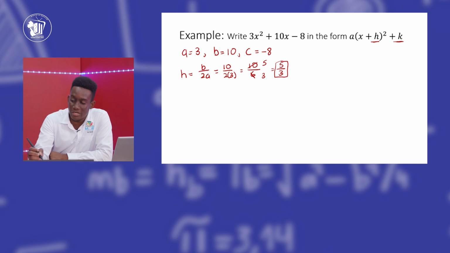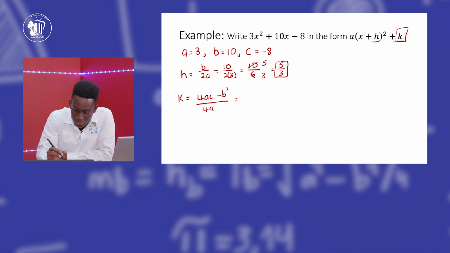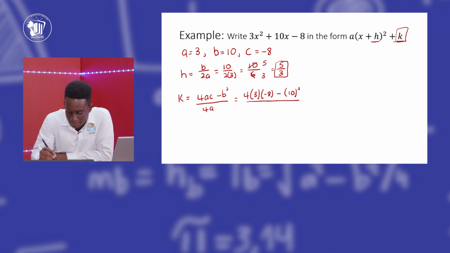So the next thing we want to find is the value for k. So the formula to use to find our value for k would be 4ac minus b squared all over 4a. So we can substitute our values here to find k. So k would be equal to 4 multiplied by a, which is 3, multiplied by c, which is negative 8, minus b squared, which is 10 squared, all divided by 4 times a, which is 3.